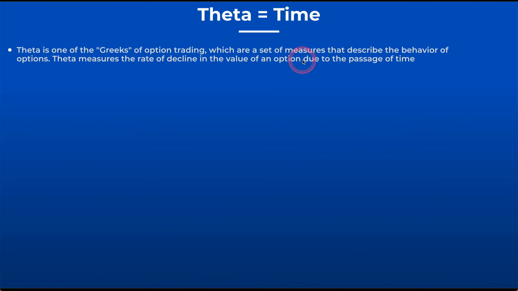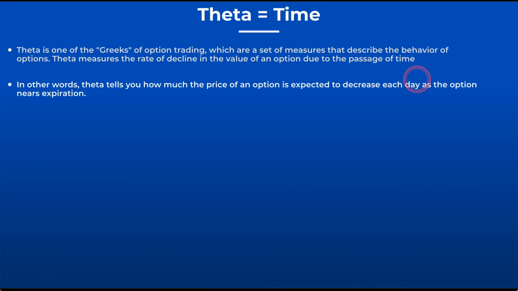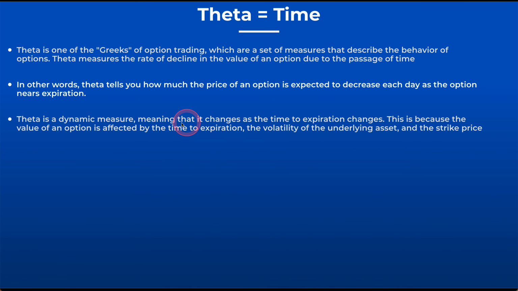Theta is one of the Greeks, which are a set of measures that describe the behavior of options. It measures the rate of decline in the value of an option due to the passage of time. Now, that decline can work in our favor or it can work against us. We're going to see examples of both of those when we get into the lab portion of this video. Theta tells you how much the price of the option is expected to decrease each day as that option nears expiration. Theta is a dynamic measure.